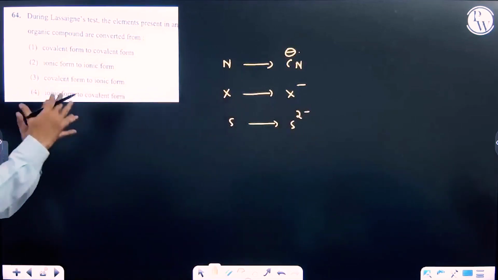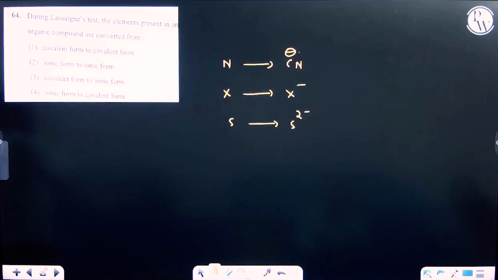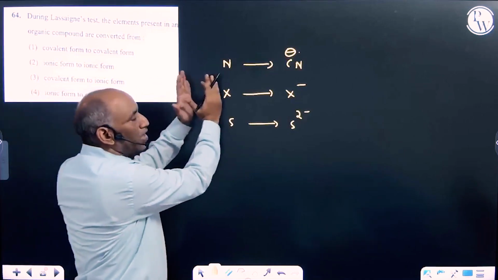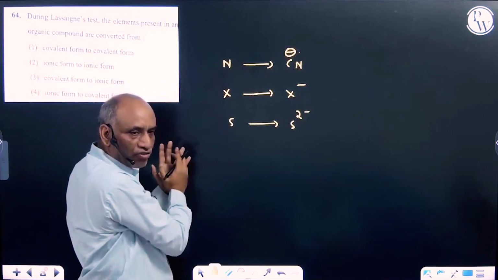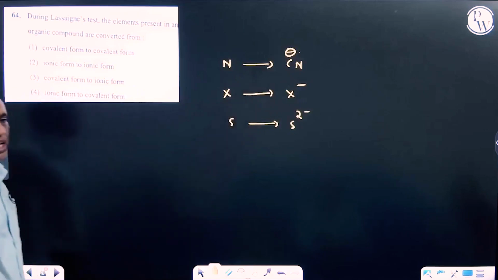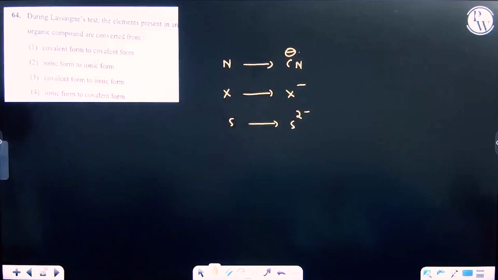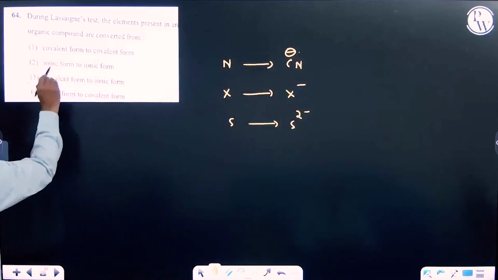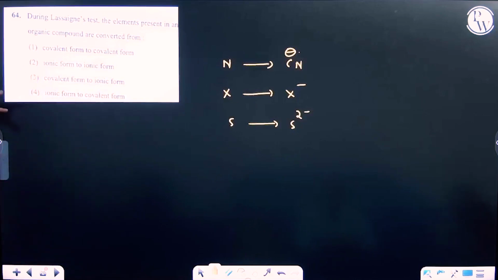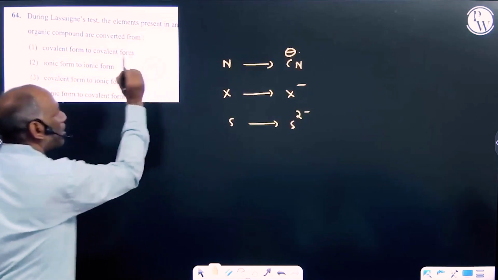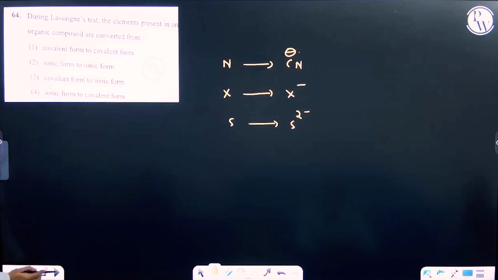So for every ion there is a characteristic reaction which we can use for detection purposes, and hence all the elements which are there in a covalent compound should be converted into ionic form, thereby their testing will become easy. And hence covalent form to ionic form will be the answer. So we will go for the third. Unless you think logically and act logically, only then can you identify it. If you just go by memory, it's gone, and hence you can classify it as moderate. Be careful.